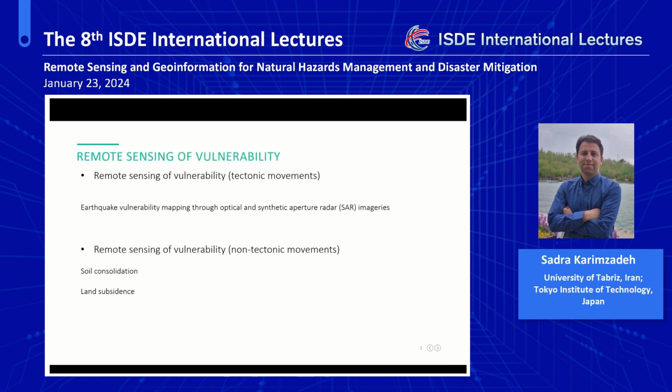Well, also, I divided the remote sensing of vulnerability into two categories. The first category is tectonic movements, like earthquake vulnerability and earthquake damage, and the second is non-tectonic movements, like land subsidence and soil consolidation.